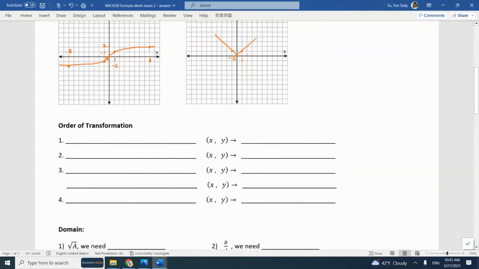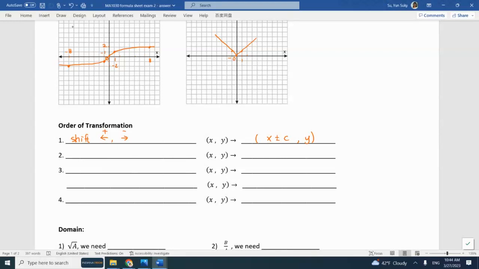Order of transformation. What's the first one? Move, move, move. Okay, let your muscle get used to it. Shift. Left or right? Okay. And left is what? Which one is positive? Left is positive. Right is negative. So how do you change your coordinates? Yes. You're changing your x. Okay. And your y remains the same. Right, everybody? Okay. Second one.